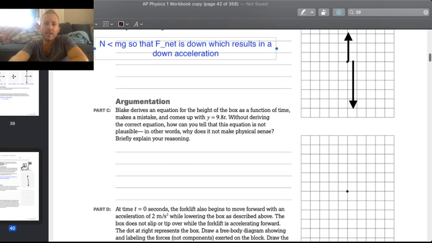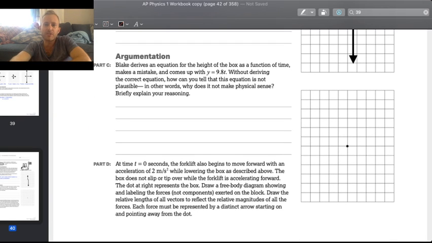Blake derives an equation for the height of the box as a function of time. Makes a mistake and comes up with y equals 9.8t. Man, Blake's a loser. Without deriving the correct equation, how can you tell that this equation is not plausible?